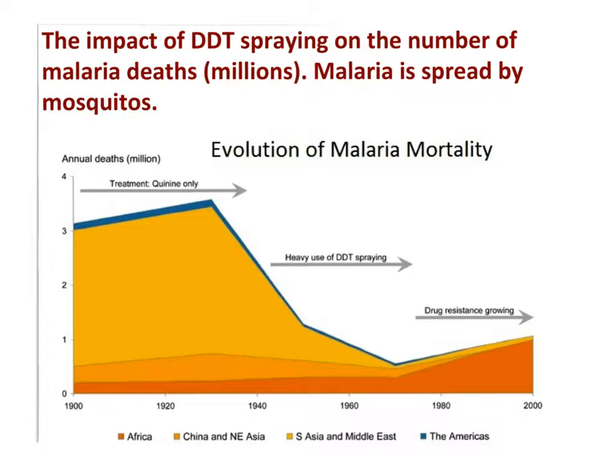DDT has been found to be effective in reducing deaths due to malaria, but DDT has been more effective in some locations than others. You can see in these data the number of deaths due to malaria decreased significantly in Southeast Asia shortly after DDT was introduced to the world in the early 1940s. But deaths in Africa did not decrease with the arrival of DDT in the 1940s.